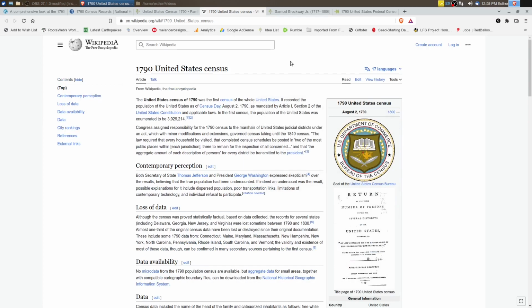So the question then is, how can this be useful? Because the type of data that is collected seems pretty minimal. You're not going to really learn a lot about your ancestor necessarily in the 1790 census. So let's flip over to an example.